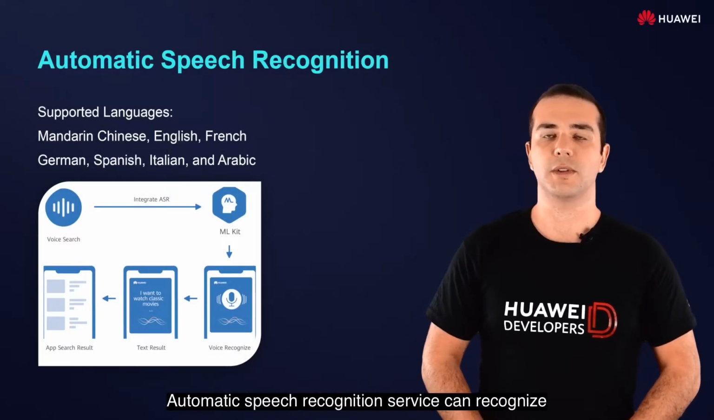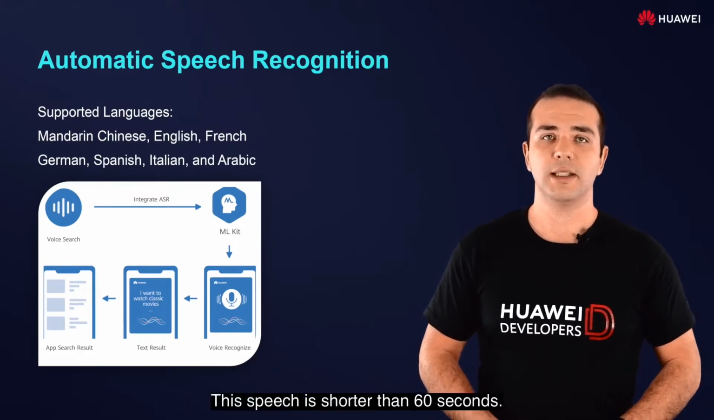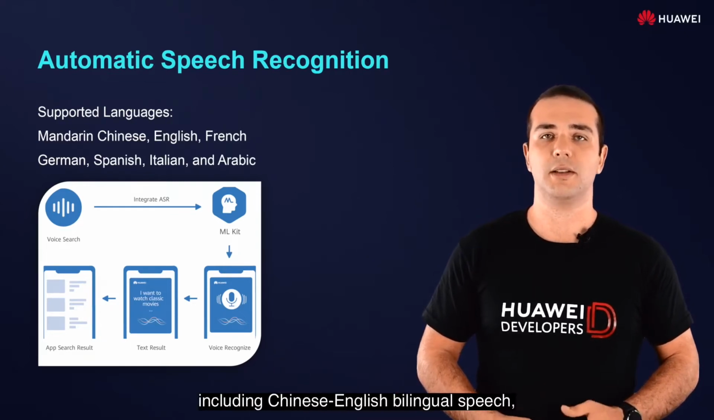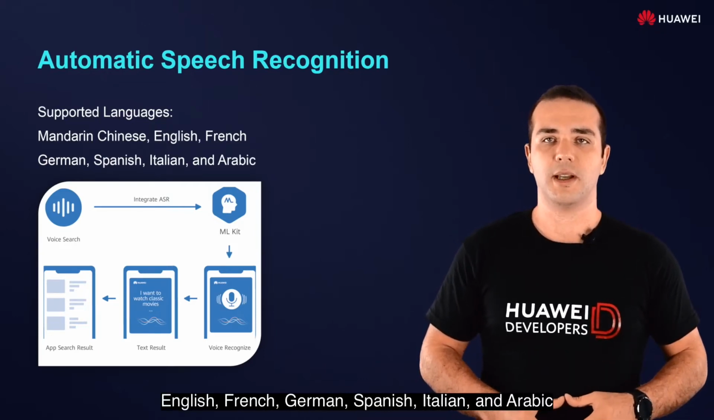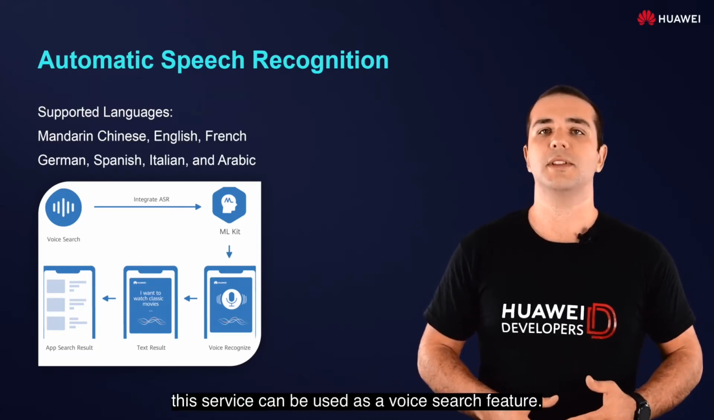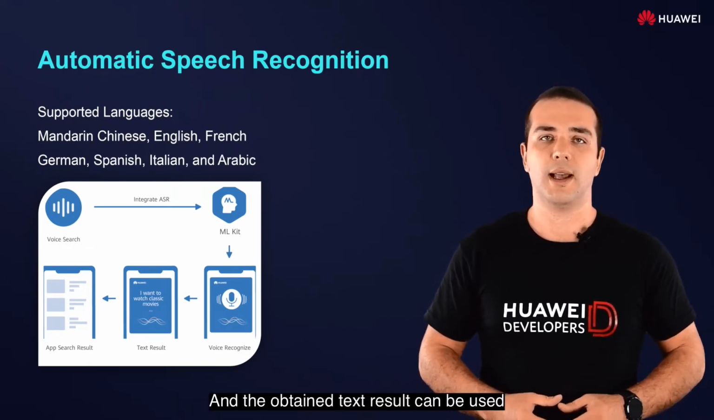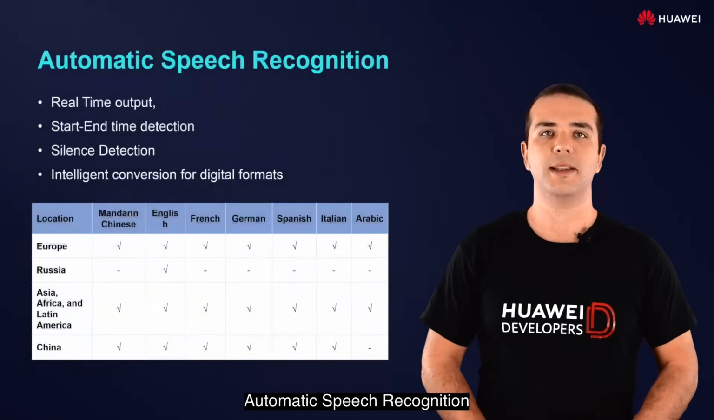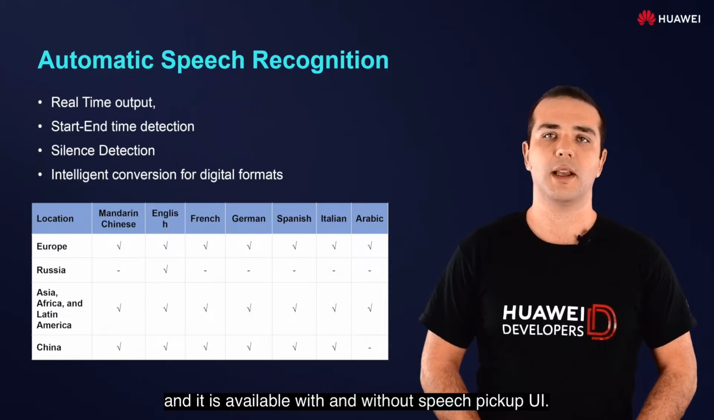Automatic Speech Recognition Service can recognize speech and convert the input speech into text in real time. This speech is shorter than 60 seconds, and currently Mandarin Chinese, including Chinese-English bilingual speech, English, French, German, Spanish, Italian, and Arabic can be recognized. As in the figure, this service can be used as a voice search feature. A speech command can be converted to text, and the obtained text result can be used to query a search result in your app.